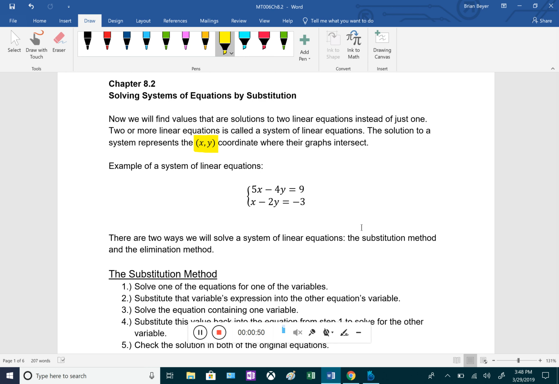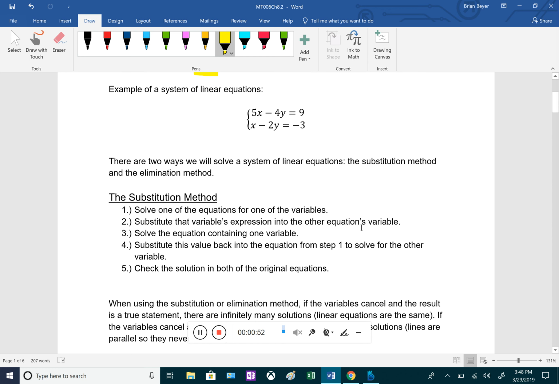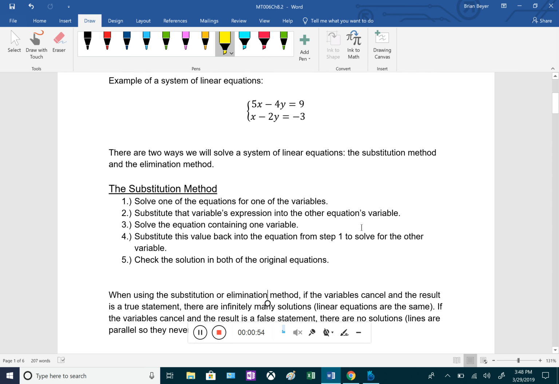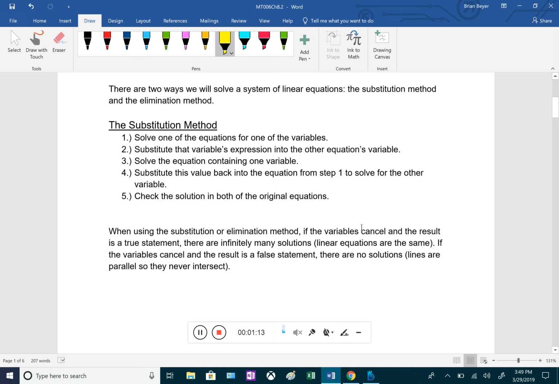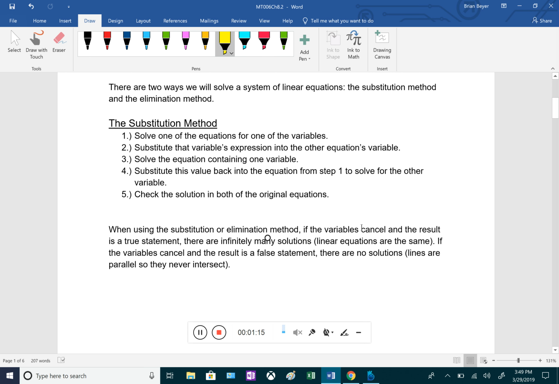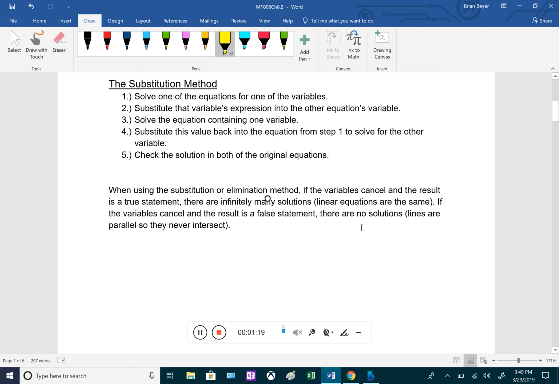So an example of a system of linear equations would be something like this. We have 5x minus 4y equals 9 and x minus 2y equals negative 3. The curly bracket around it in the beginning just represents that it's a system. So you can see that they're linear because the variables have an exponent of 1, and each equation has two variables in it. The two ways that we're going to solve these are substitution and elimination, but this section is the substitution method.